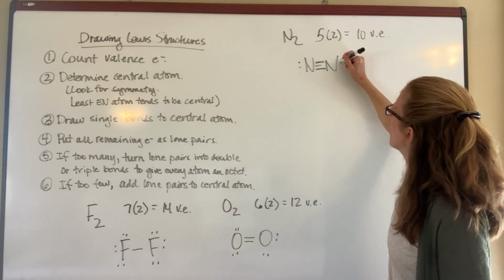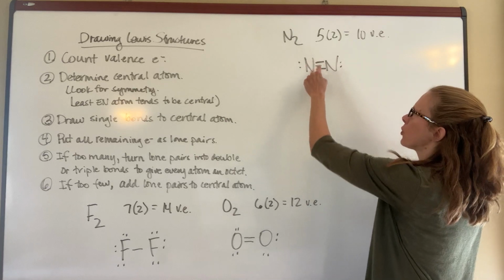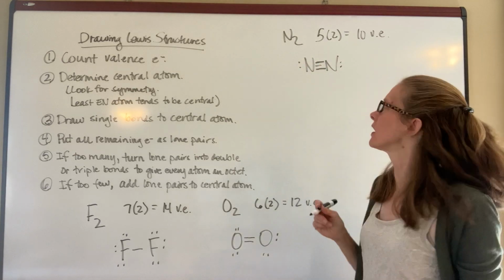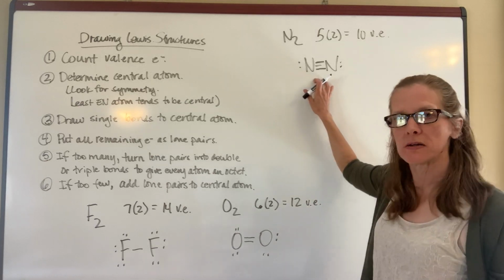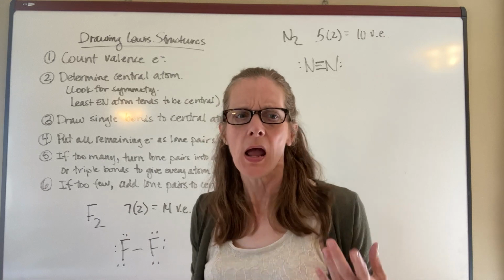So I'm going to put this lone pair over here just so it's a little more balanced. So now I've got 2, 4, 6, 8, 10. Now I've got all 10 valence electrons accounted for, okay? So my nitrogen molecule has a triple bond in it, all right?